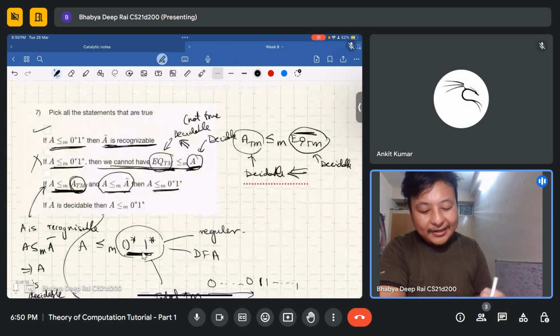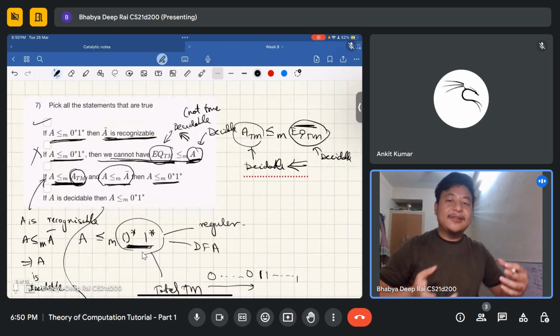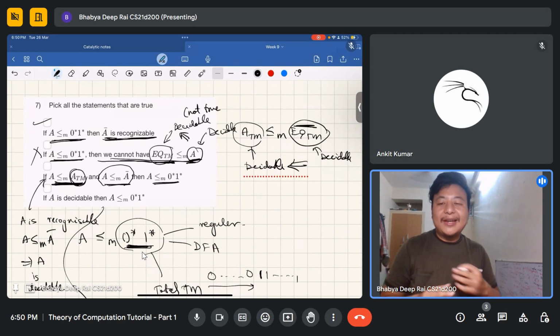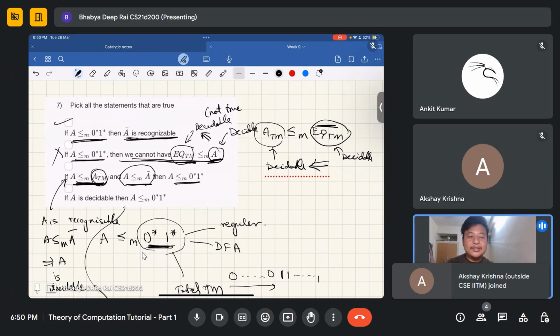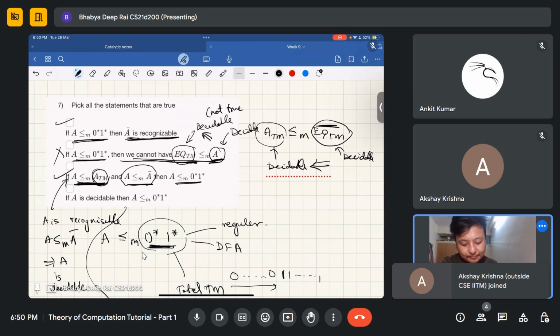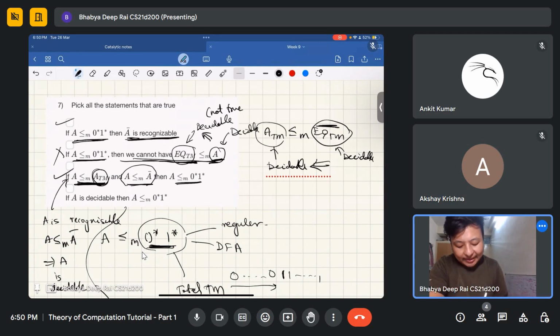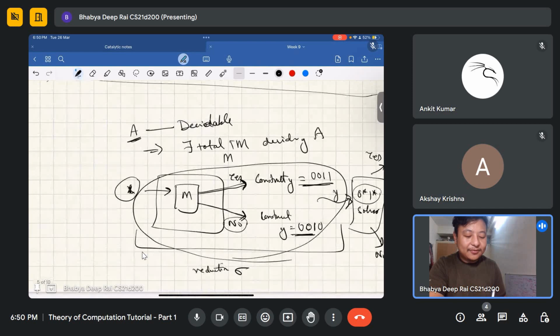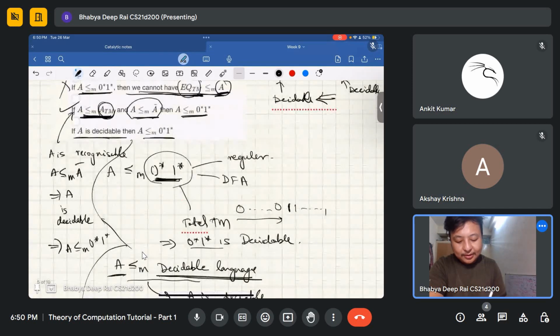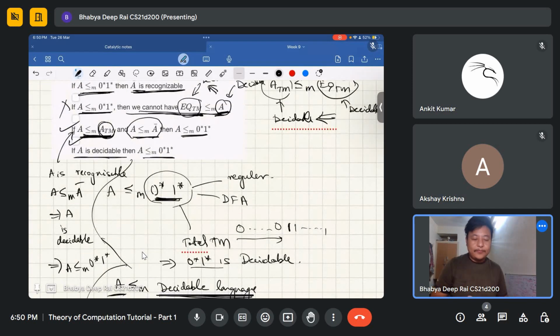So the idea is that, trivially, every decidable language reduces to each other, and so this is always true. Finally, if A is decidable, then A reduces to 0 star 1 star. That again we've shown, the same point again. So this is clear.